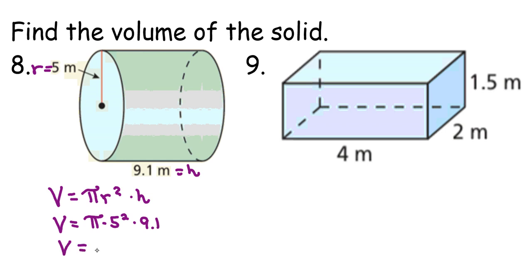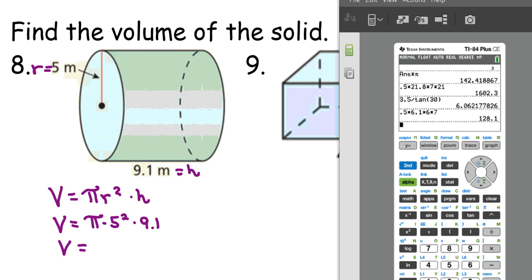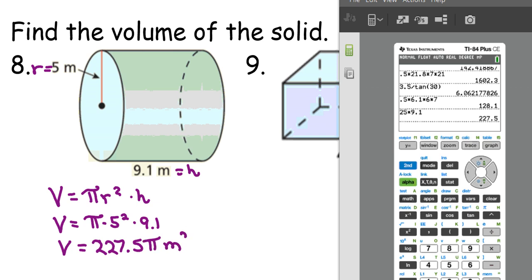So if I go to my calculator and enter in 5 squared is 25 times 9.1, I get an exact value of 227.5 pi meters cubed. It's volume. If I want an approximation, I just actually take that 227.5, multiply it by pi, and I get to 1 decimal place, 714.7 cubic meters.